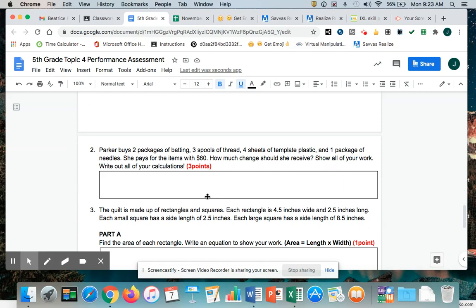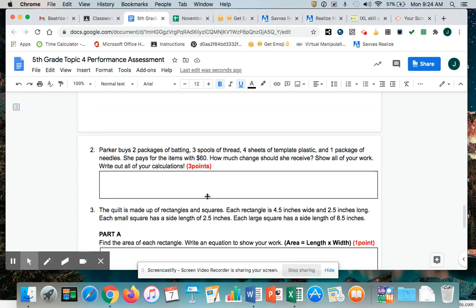Okay, now we'll move on to number 2. Again, using the data table to help you solve. Parker buys 2 packages of batting, 3 spools of thread, 4 sheets of template plastic, and 1 package of needles. She pays for the items with $60. How much change should she receive? Show all of your work, write out all of your calculations.